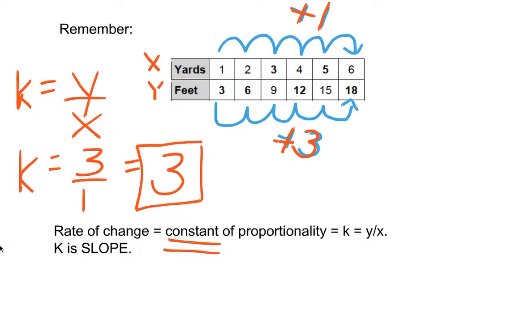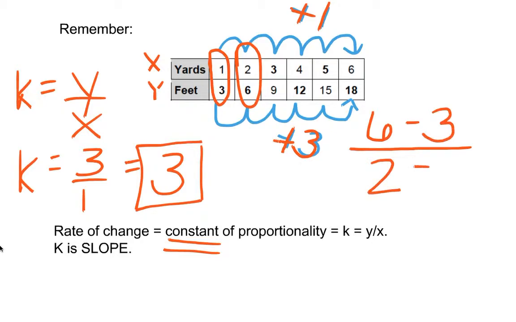Another way you may see this in the book of finding it, I'm just going to show you really quickly, is they'll give you 2 coordinates. So I'm going to circle the 2 we're going to use. Let's use (1, 3) and (2, 6). And they're going to find the rate of change by subtracting the 2 y values on the top and the 2 x values on the bottom.